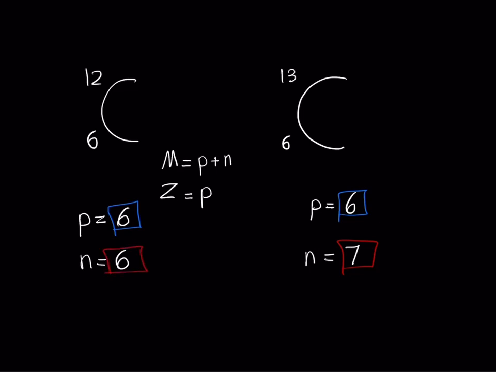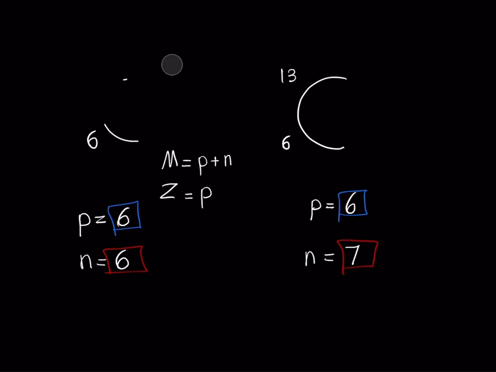Now, the number of protons also determines the element which the isotope is going to be. So if you see 6 as the atomic number, or the number of protons, it's always going to be C. It's always going to be carbon. And you can figure that out by looking at your periodic table. Every element has a number on the top, and that is its atomic number. That determines the number of protons it has and which element it is.